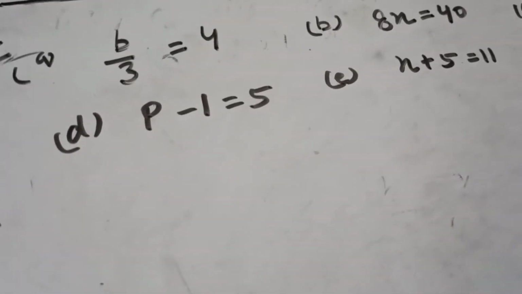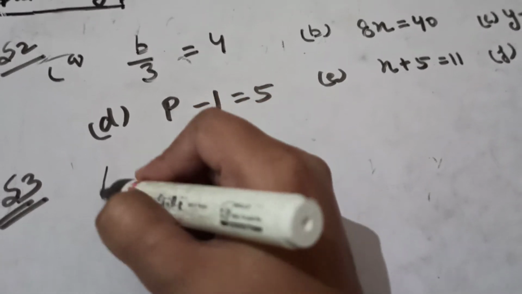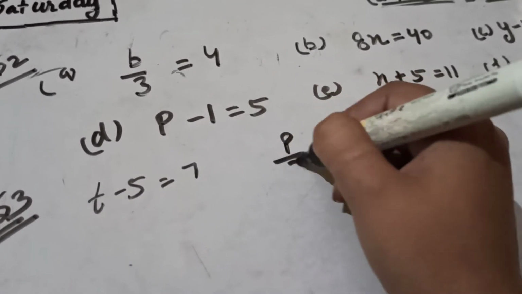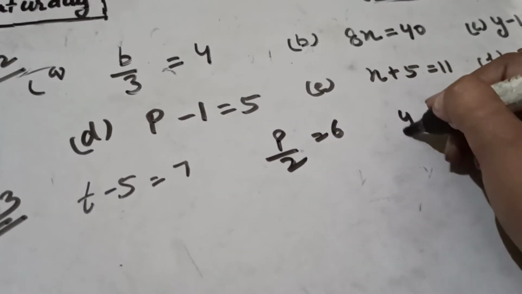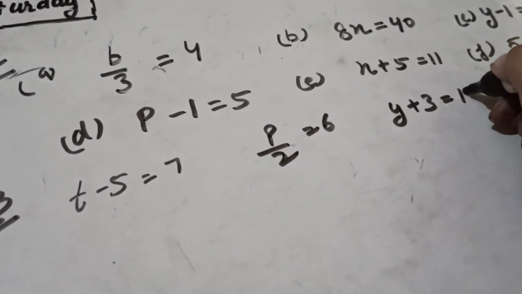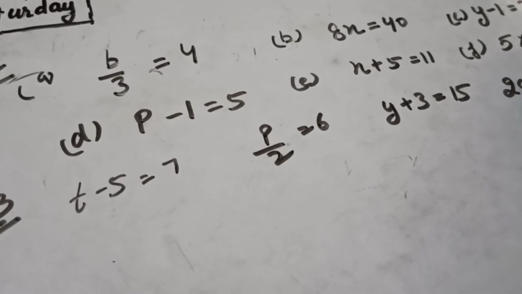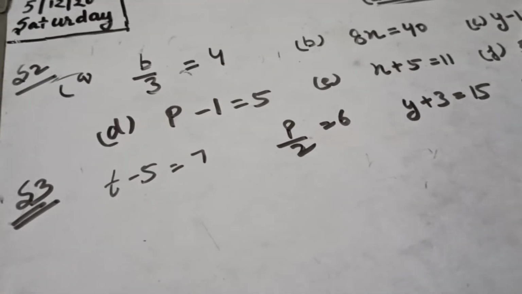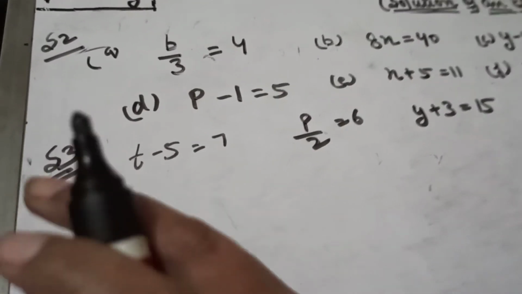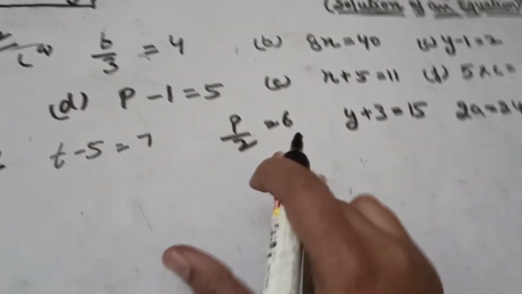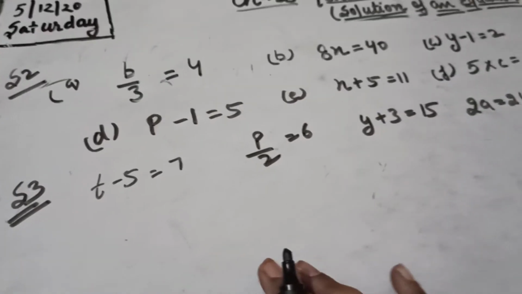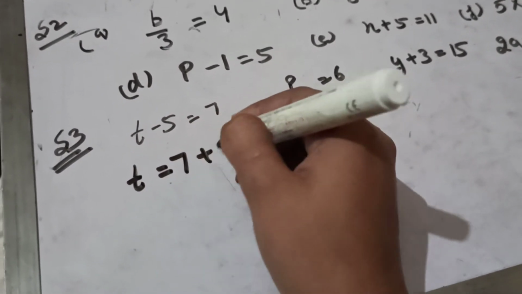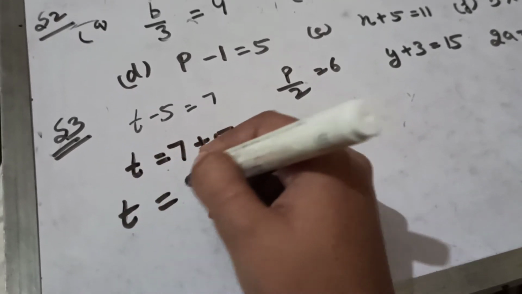The solution of the linear equations t minus 5 equals 7, p by 2 equals 6, y plus 3 equals 15, and 2a equals 24 are the same. Verify whether the statement is true or false. It is given that the solution of these variables is the same. So let's solve. From this, 7 plus 5, t equals 12.